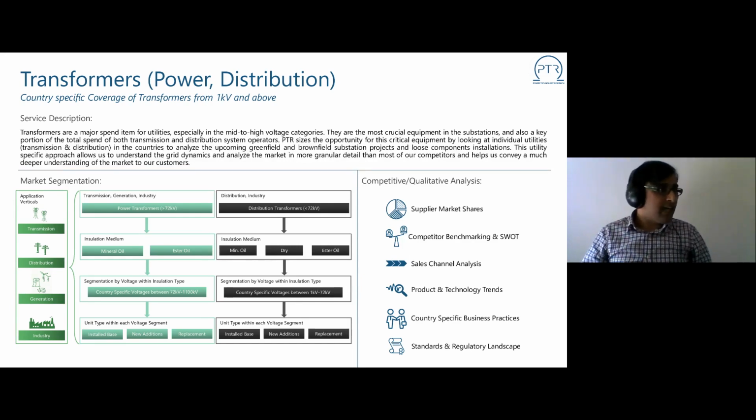slicing of the data to understand which technology is supposed to take over the market share from the other one. That's where we do this kind of slice and dice of the data in terms of the insulation medium, voltage, in terms of the applications, and then finally looking at the install base once again to understand the historical trends, and then new additions which are supposed to happen in the coming years.